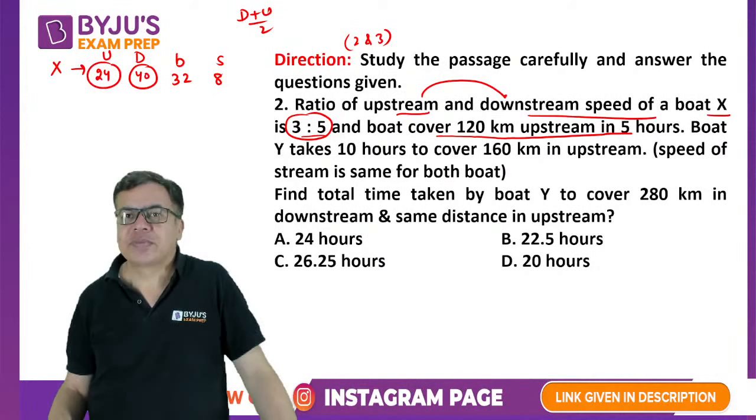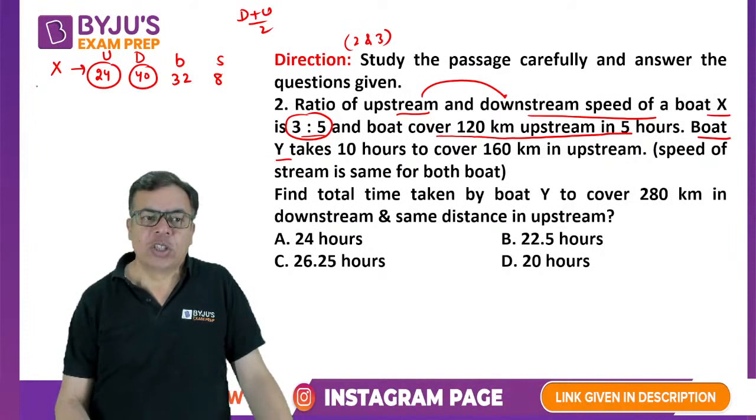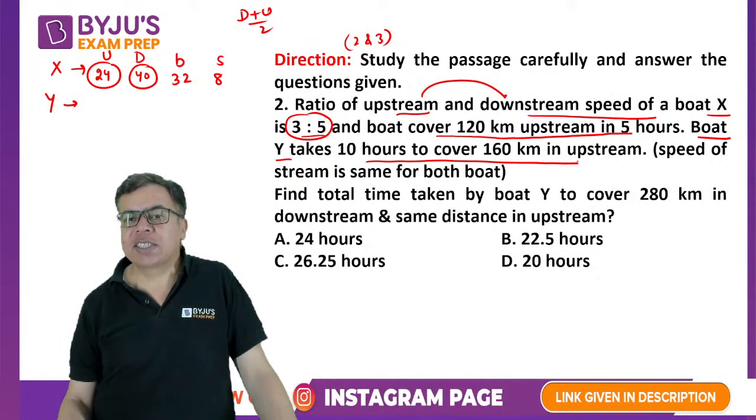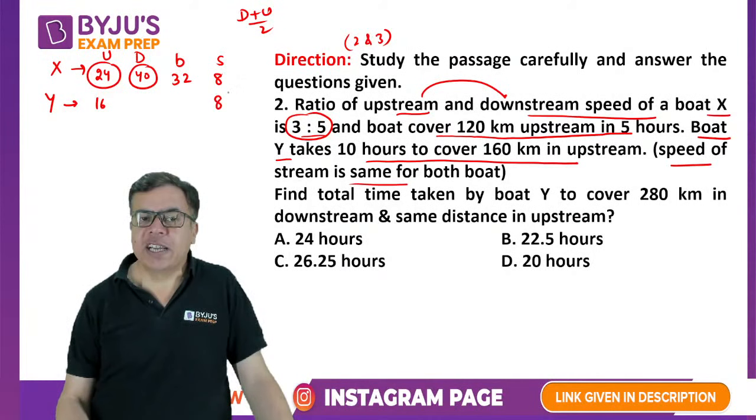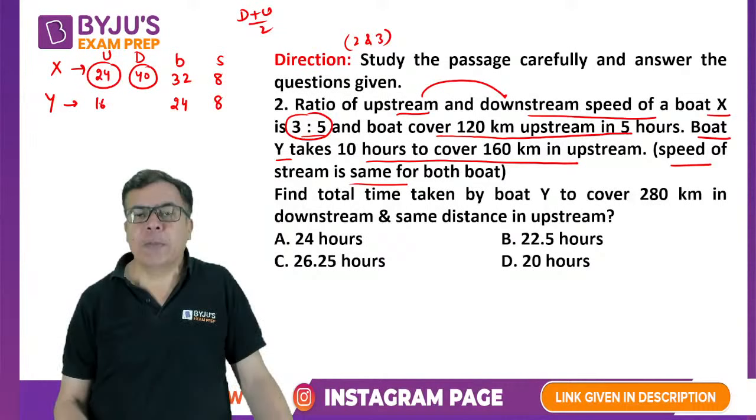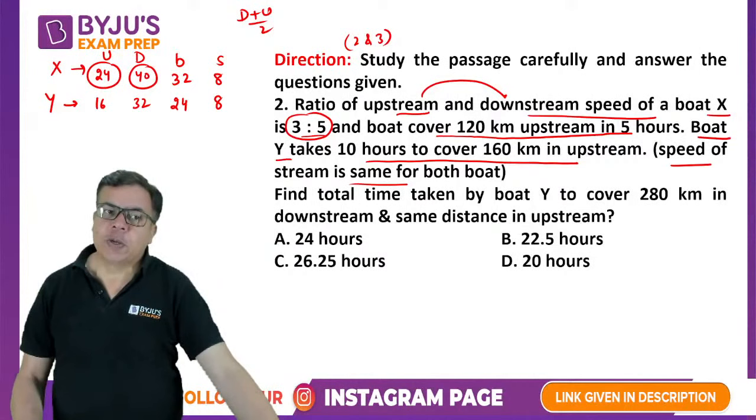Right? Now he's talking about boat Y also. He's saying it takes 10 hours to cover 160 kilometers upstream. So 160 by 10, upstream speed is 16. But speed of stream is the same for both, so speed of stream is still 8. If it is 16, then 16 plus 8, 24 should be the speed of boat. Why? Because upstream will be B minus S, so 24 minus 8 will be 16, and 24 plus 8 will be 32. So downstream speed will be 32. So I got the speed for Y also: upstream, downstream, boat and stream.